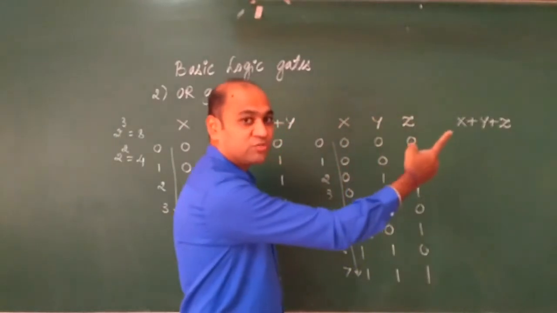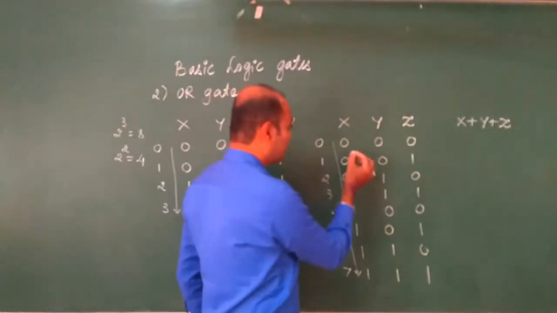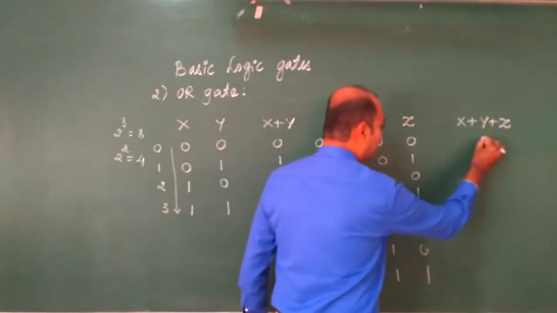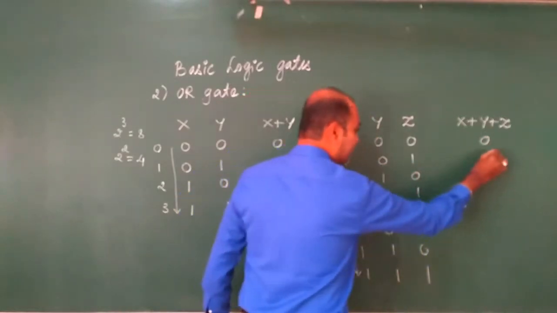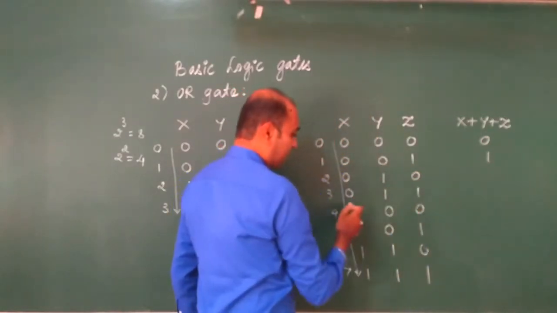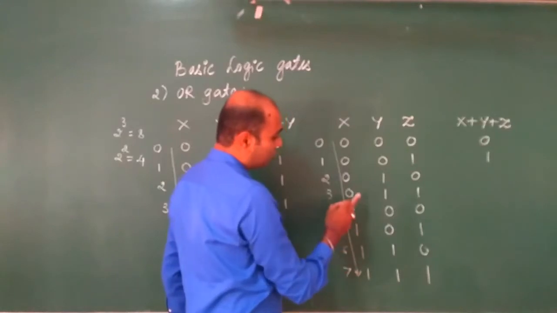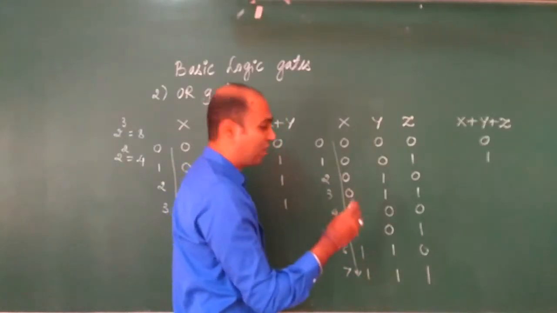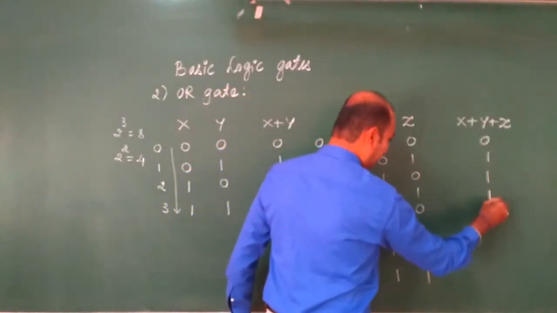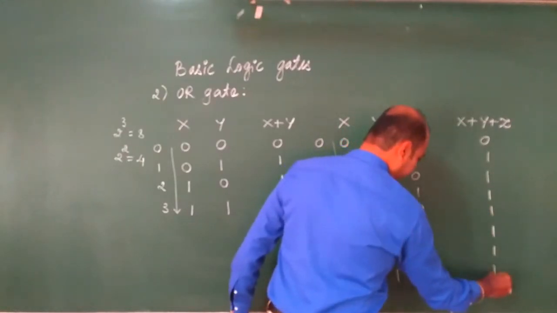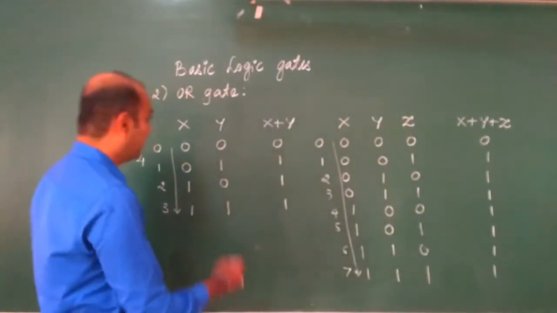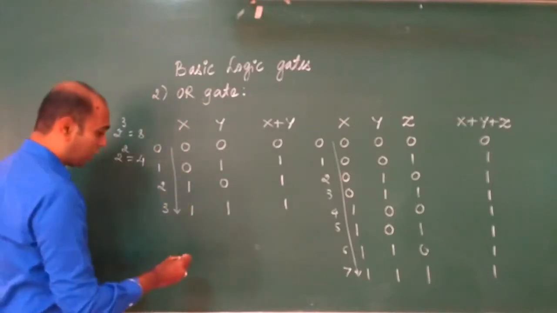False, false, false is false. Otherwise, it is true. So here you can see false, false, false is false. Otherwise, it is true. So here you can see in each of these rows we have got at least bit number 1. So hence all of them are set to true. Okay, fine.